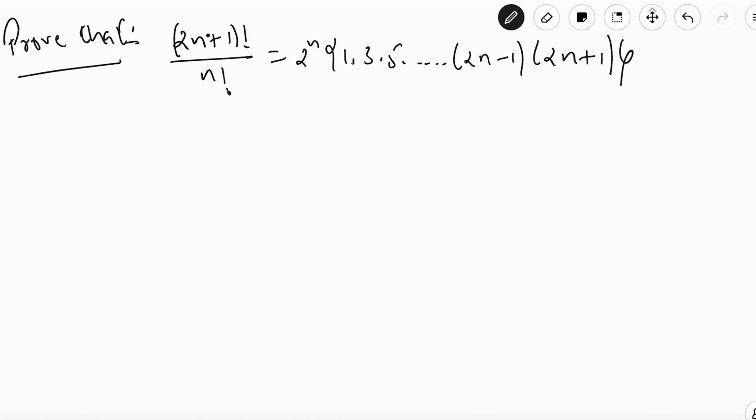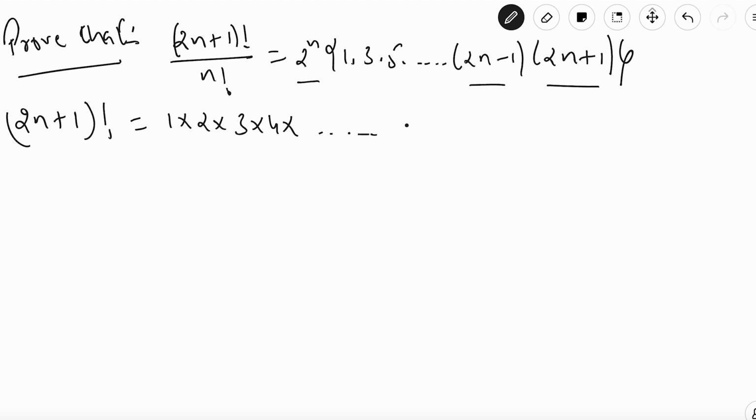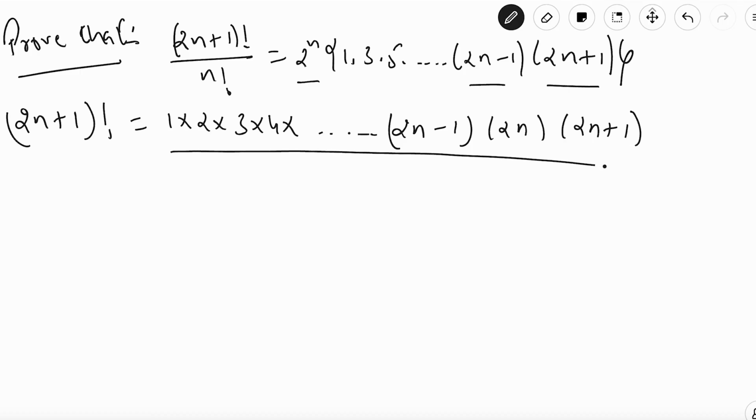Now let's take another example. We have 2n plus 1 factorial divided by n factorial, and we need to prove that this is equal to 2 to the power n multiplied by 1 into 3 into 5 till 2n minus 1 and 2n plus 1. So first, 2n plus 1 factorial is basically 1 into 2 into 3 into 4 into ... 2n minus 1, 2n and 2n plus 1. So this is basically 2n plus 1 factorial.